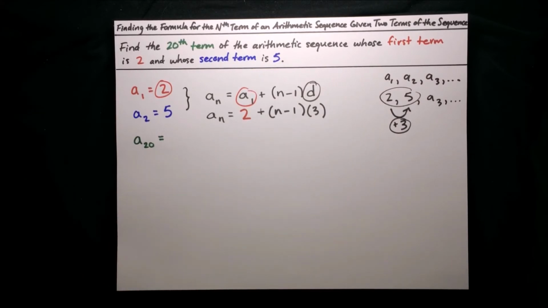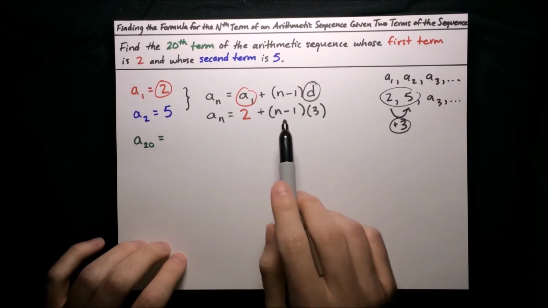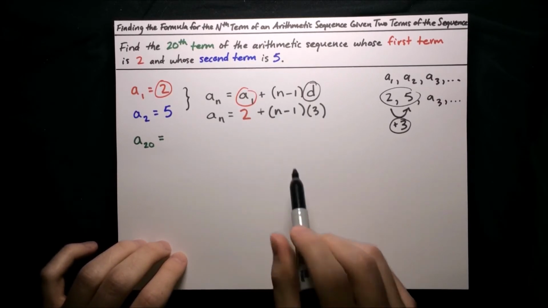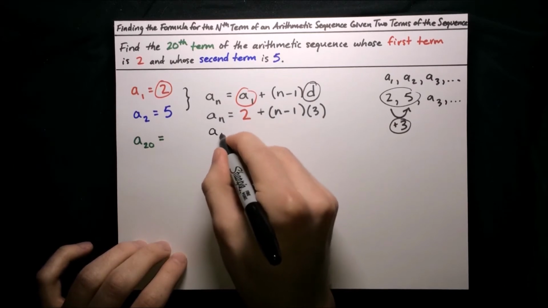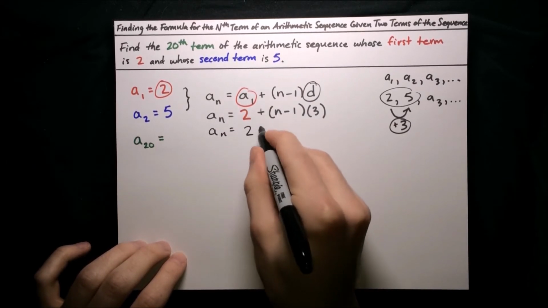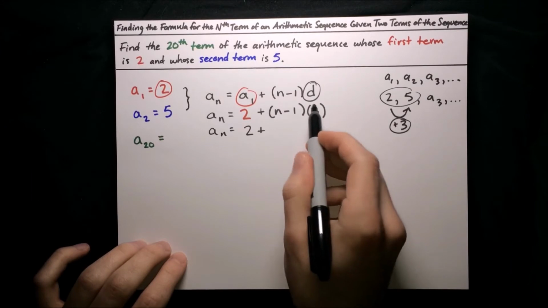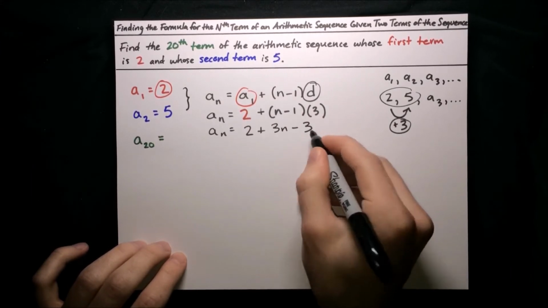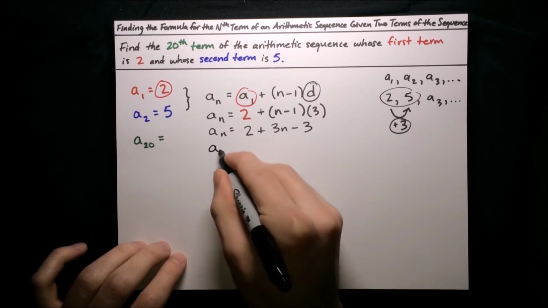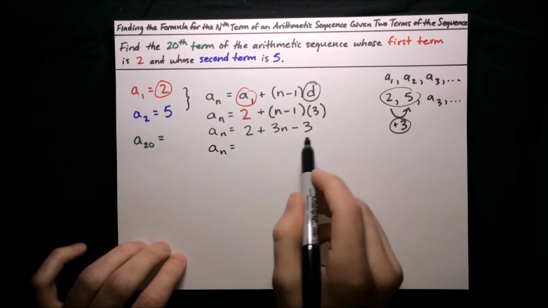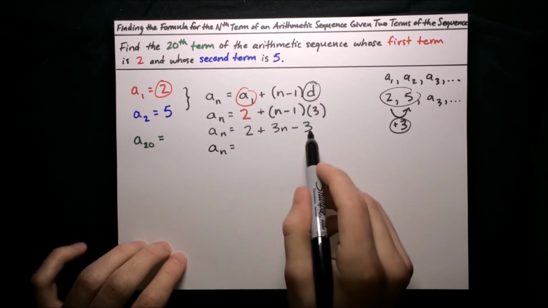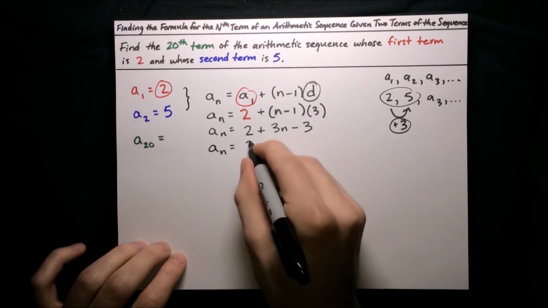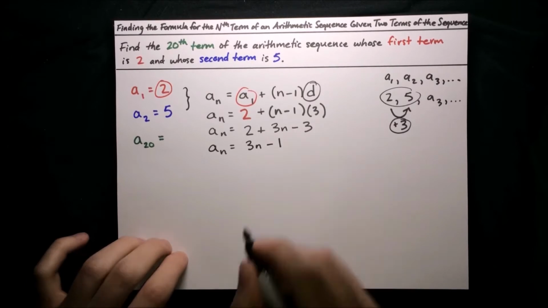But to make our lives a little bit easier, let's simplify this formula first. There's an n minus 1 times 3, and we can simplify this by distributing the 3. So we'll have an equals 2 plus, and then multiply the 3 to both of these terms, so plus 3n, and then minus 3, and then we can group that up. We'll just collect the like terms. 2 minus 3 is just minus 1, and we've got a 3n, so an equals 3n minus 1.